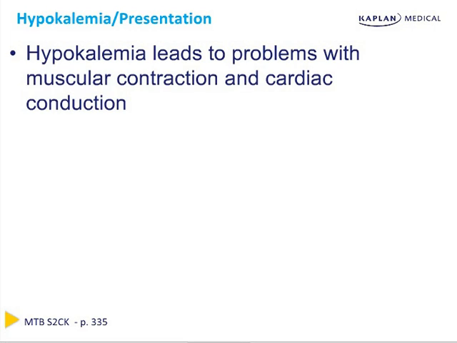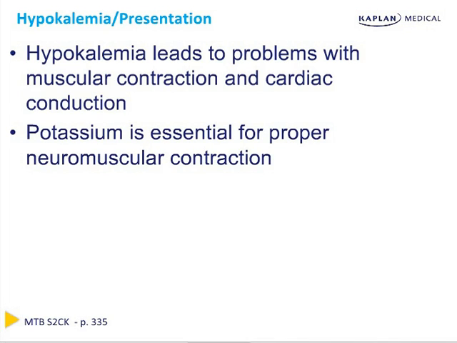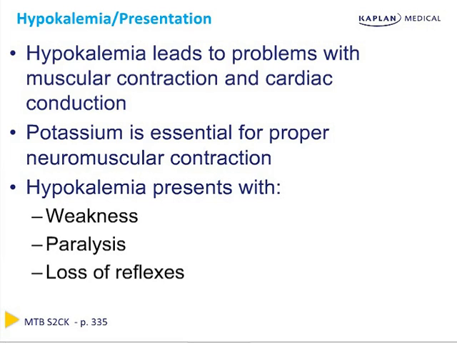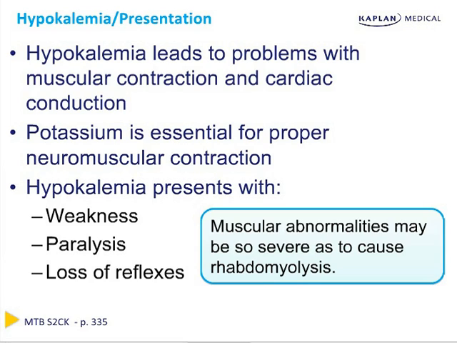Similar to hyperkalemia, hypokalemia often leads to problems with muscle contraction and cardiac conduction, because potassium is essential for the proper function of neuromuscular contraction. So what are the symptoms? A patient with hypokalemia may present with weakness, paralysis, and loss of reflexes. Again, they're not very helpful and they're kind of nonspecific. But it's important to remember that the muscular abnormalities associated with hypokalemia can be so severe that they actually cause rhabdomyolysis.